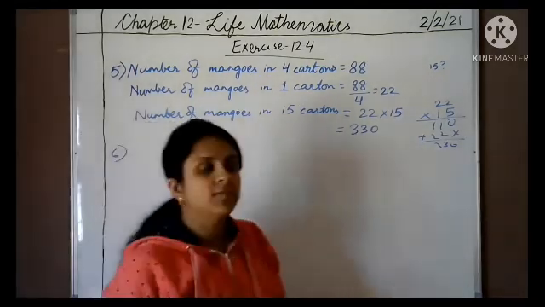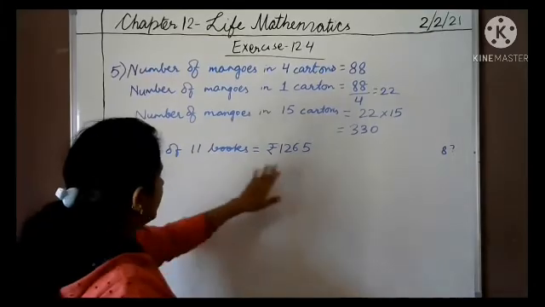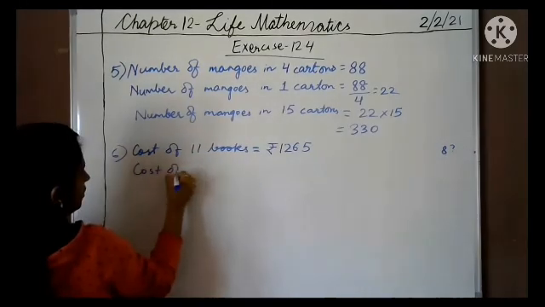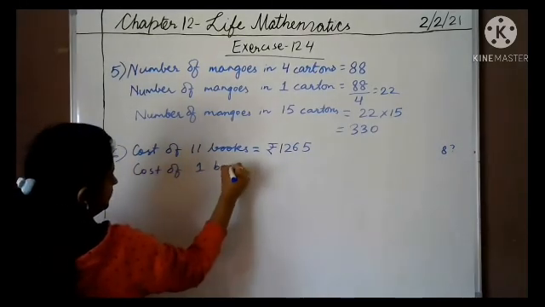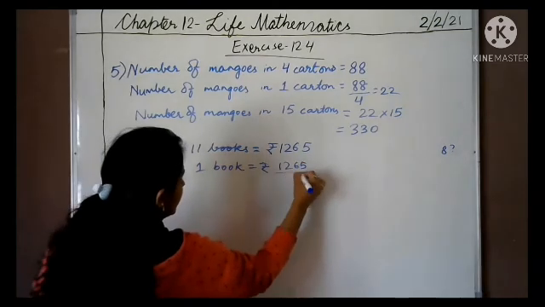Now let's solve question number 6. Now question number 6 says that cost of 11 books is rupees 1265. What will be the cost of 8 such books? So cost of 11 books is this much. We have to find out the cost of one book. Rupees 1265 divided by 11.